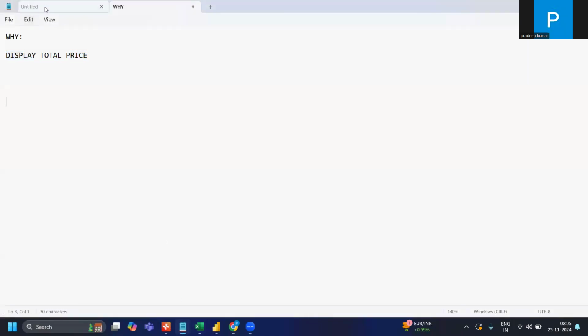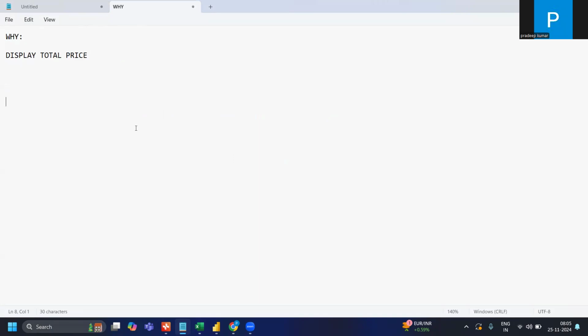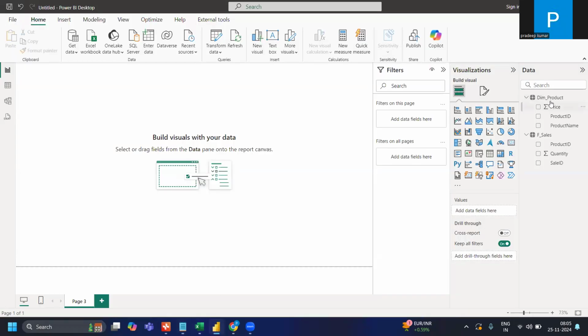So today we are going to discuss the LOOKUPVALUE function in Power BI. Before going to discuss why we use the lookup function, I want to display the total price. So these are my conditions right now.